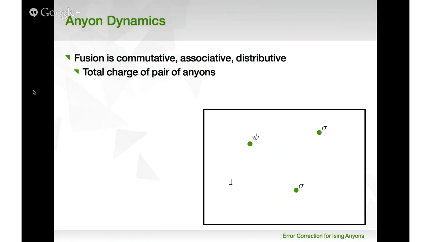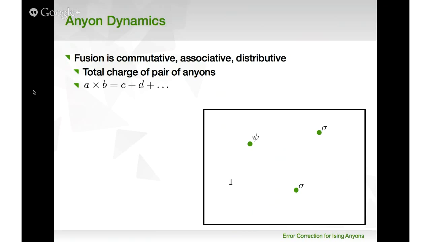Fusion is an operation. It's commutative, it's associative, and it's distributive. That'll be clearer in a minute. You can think of it as the total charge of a collection of anyons, and I'll go through it in the context of a pair of anyons. Because of these other properties, commutative, associative, distributive, that'll determine all possible fusion products. So we just write it like this.